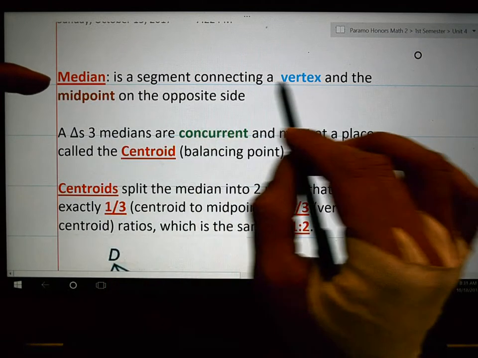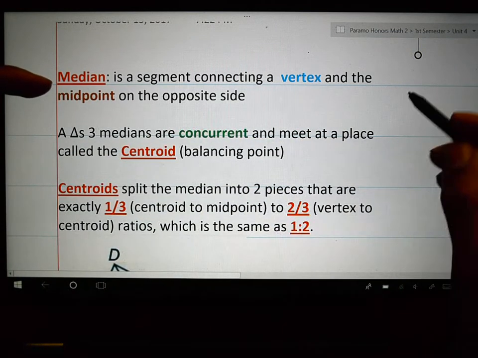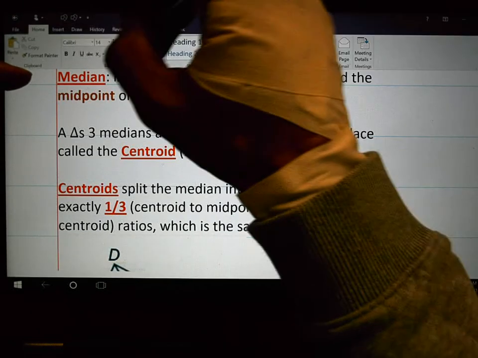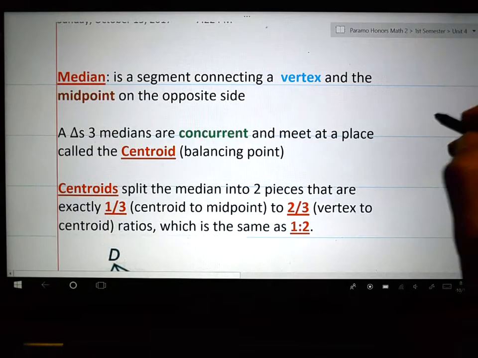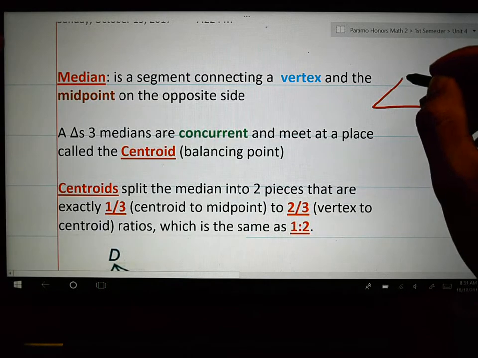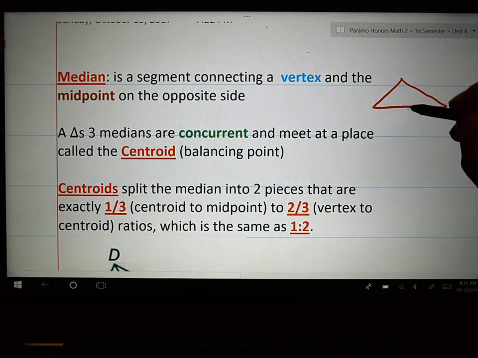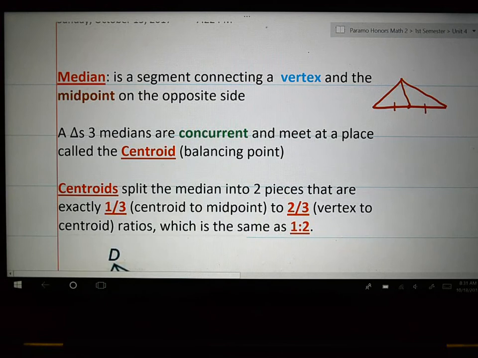A median is a segment connecting a vertex and the midpoint on the opposite side. It would look something like this. I take a triangle and I need to go to the midpoint on the opposite side. Let's say this is the midpoint. I go from the vertex to a midpoint and these two pieces are congruent to each other. That's what a median is. A median is not necessarily perpendicular. A median does not necessarily cut that angle directly in half. It just goes from a vertex to a midpoint.